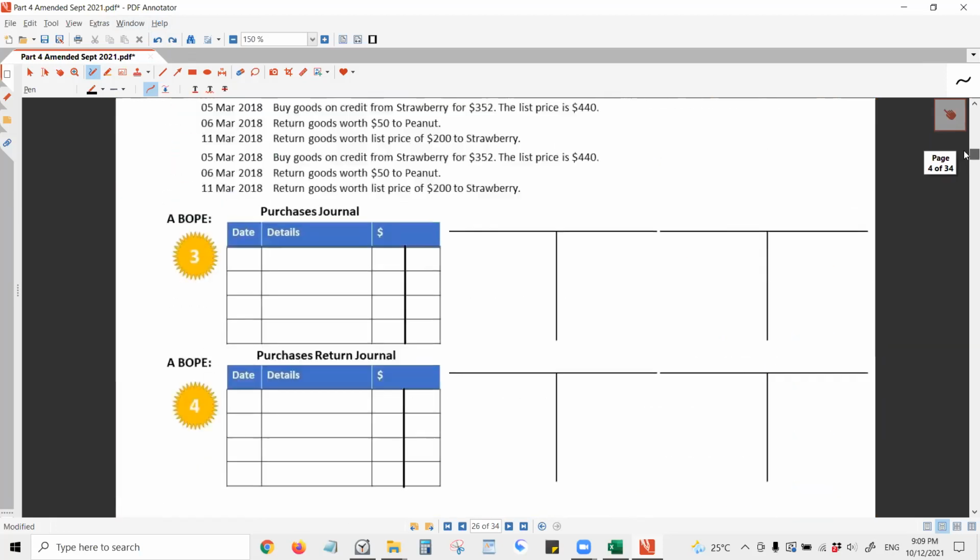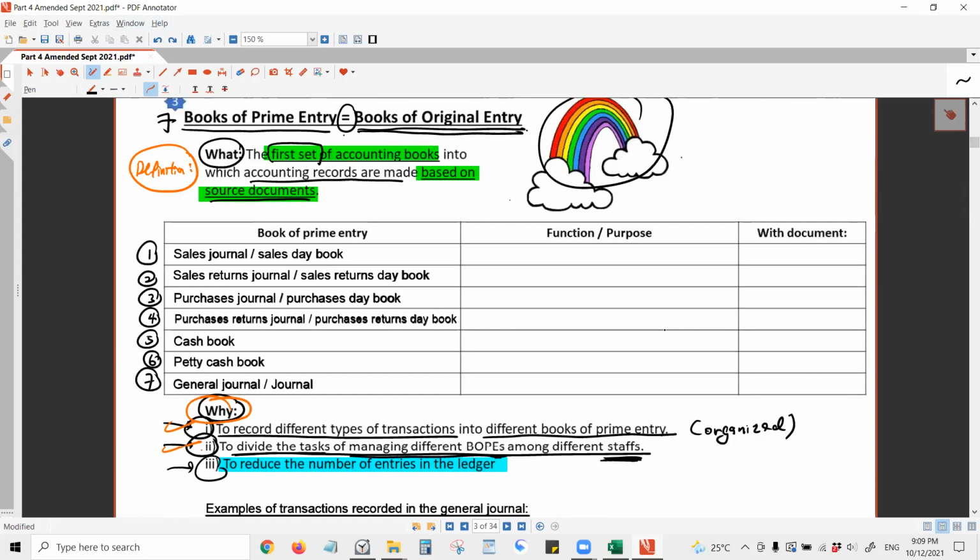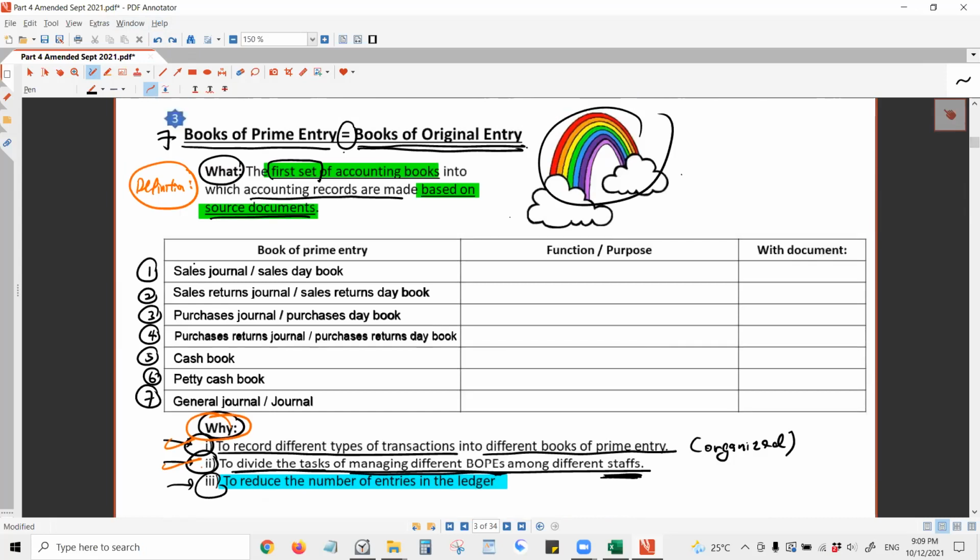Go to the notes. Look at the first one. You have sales journal, or you call it sales table, synonym. Sales journal means the same as sales table.